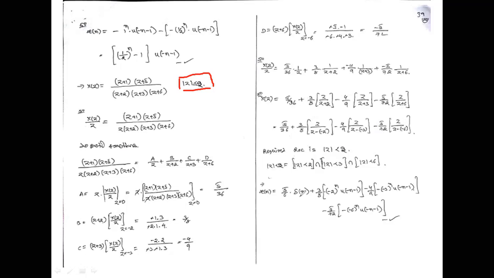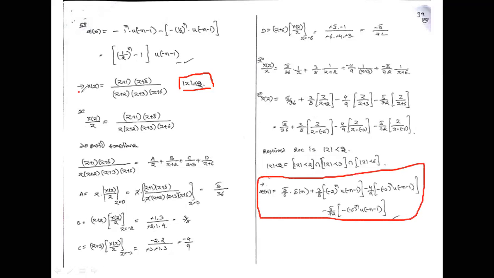Okay. The first term, the inverse transformation of 1 is delta of n. So 5 by 36 into delta of n. The coefficient is 3 by 8, z by z minus a, and a is minus 2. It is not a plus here, my dear students. Okay, minus 2. A is minus 2. Minus 2 whole power n, u of minus n minus 1. Minus 4 by 9 in the function minus 3 whole power n, u of minus n minus 1. And the last function, minus 5 by 72, minus 6 whole power n, u of minus n minus 1.